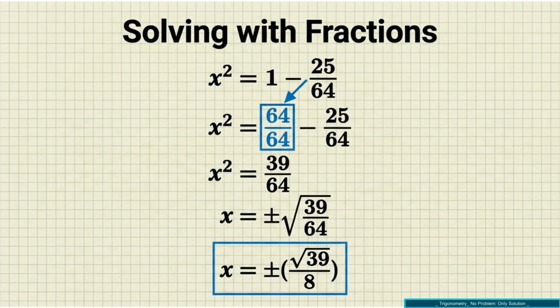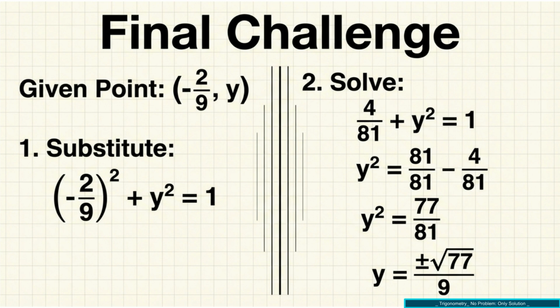To solve with fractions, find a common denominator for 1. Subtract 25/64 from 1, giving 39/64. Taking the square root results in x equals plus or minus root 39 over 8. For the final challenge, with a point of (-2/9, y), substitute and solve for y. This leads to y squared equals 77/81, so y is plus or minus root 77 over 9.